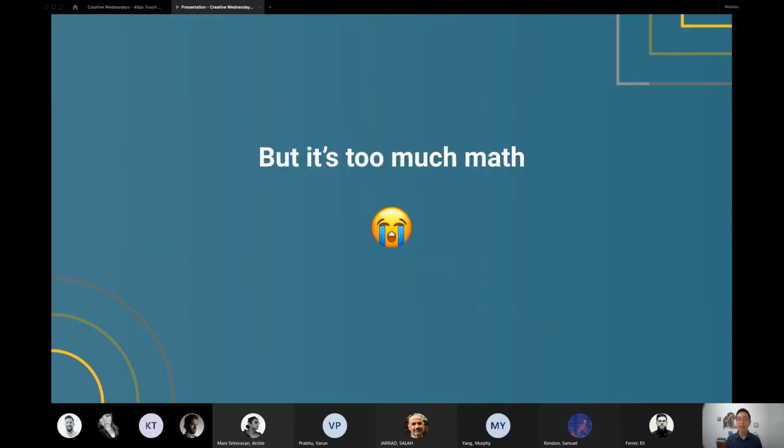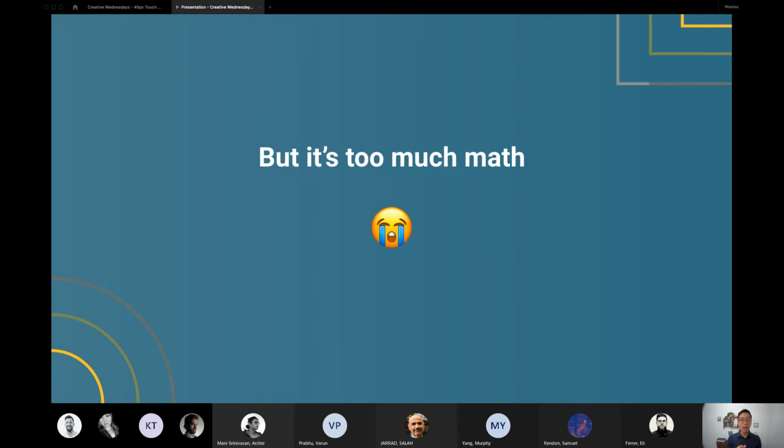But it's too much math. I know what you're thinking. It's a lot to do, especially if you have like 10 different devices you have to account for. Well, not to worry. The first step is to make sure that you're designing for the smallest device, and obviously the larger the device, the bigger it will be.